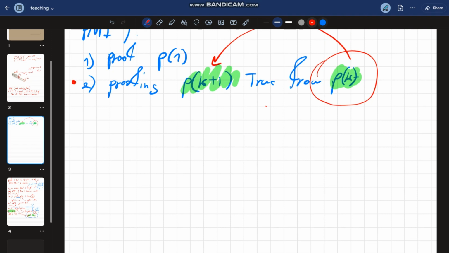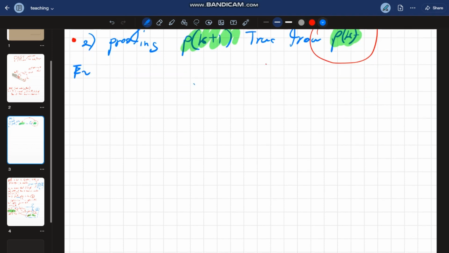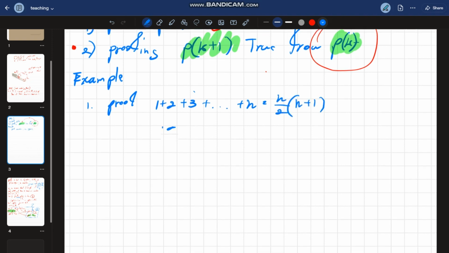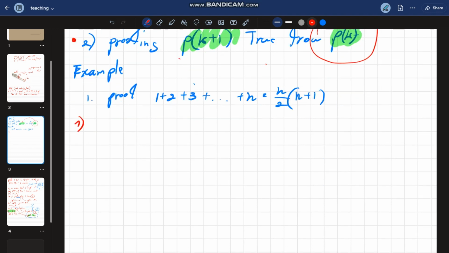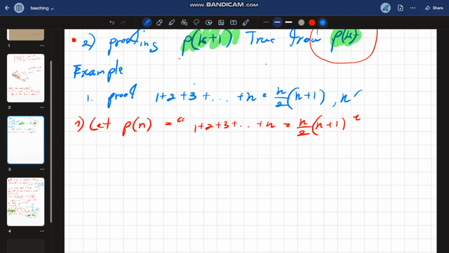Now I will prove something as an example. The problem is to prove that 1 plus 2 plus 3 plus up to n is equal to n divided by 2 times n plus 1. With the principle of mathematical induction, in the first step we let Pn be the sentence 1 plus 2 plus 3 plus up to n equals n divided by 2 times n plus 1, for n in N.